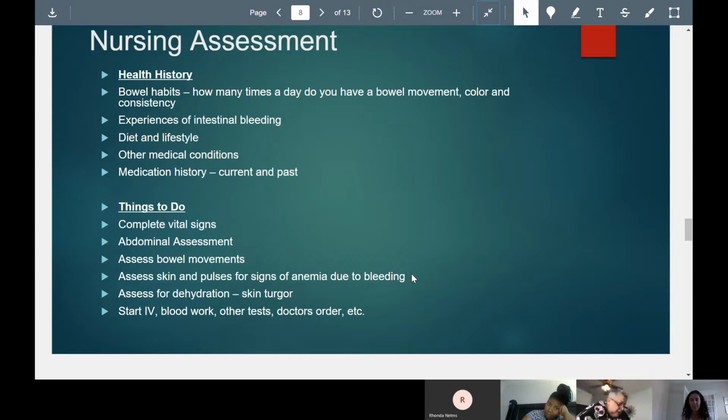Things to do for us would be complete vital signs, abdominal assessment, assess bowel movements, assess skin and pulses for signs of anemia due to the bleeding, assess for dehydration, skin turgor. You would start an IV, blood work, other tests, doctor's orders, etc.